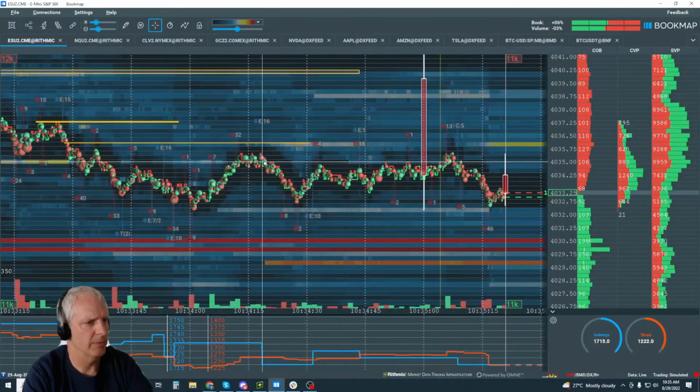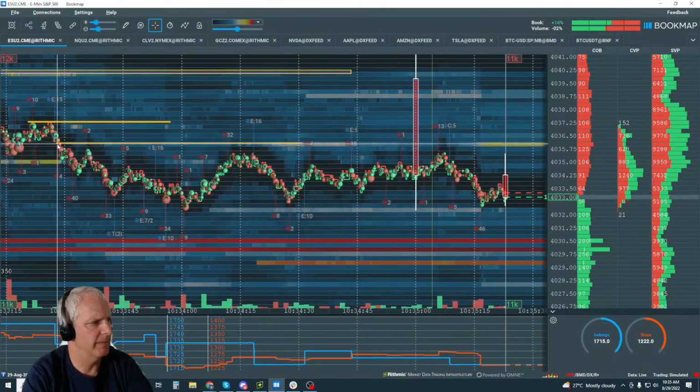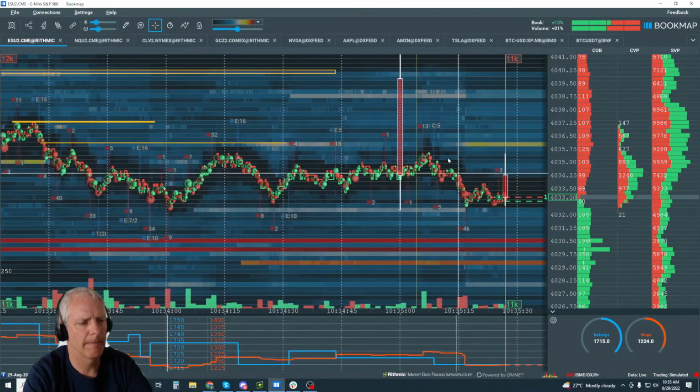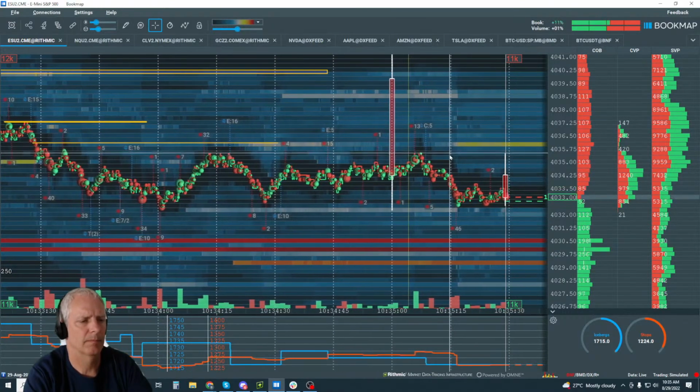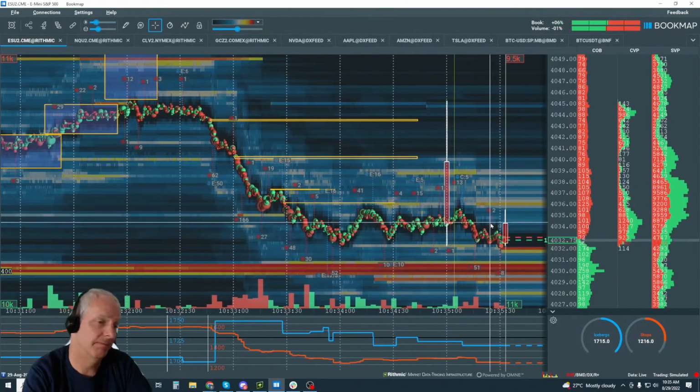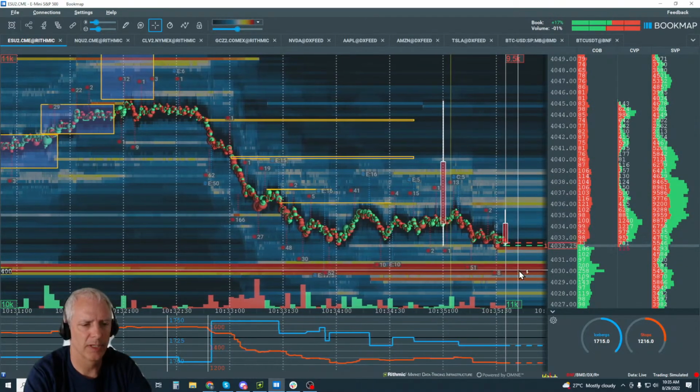Very shallow pullback. Didn't even come up to here, just to the tops of the swings here so far. And sellers coming in, and yeah, looking for the push into 30.